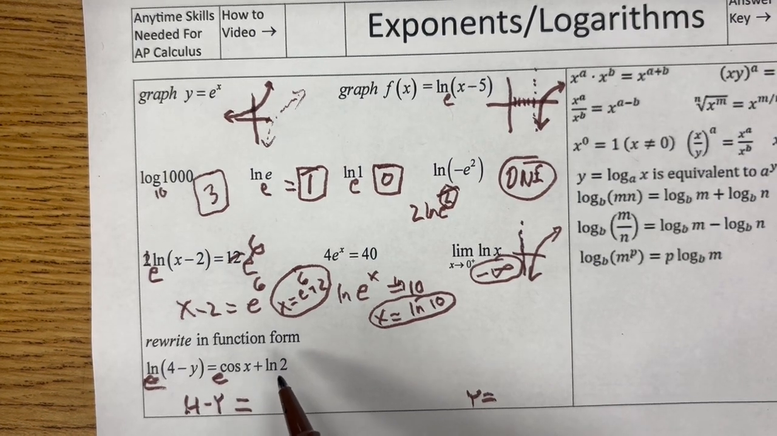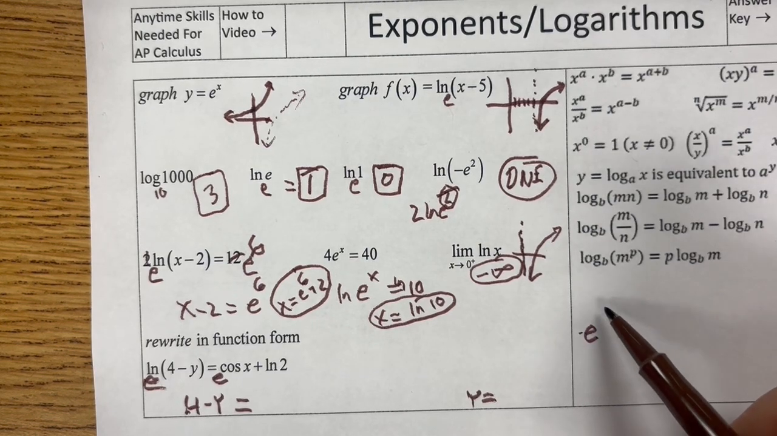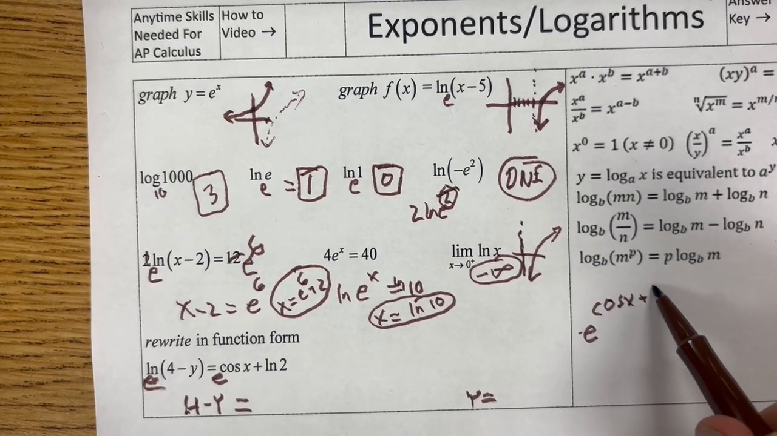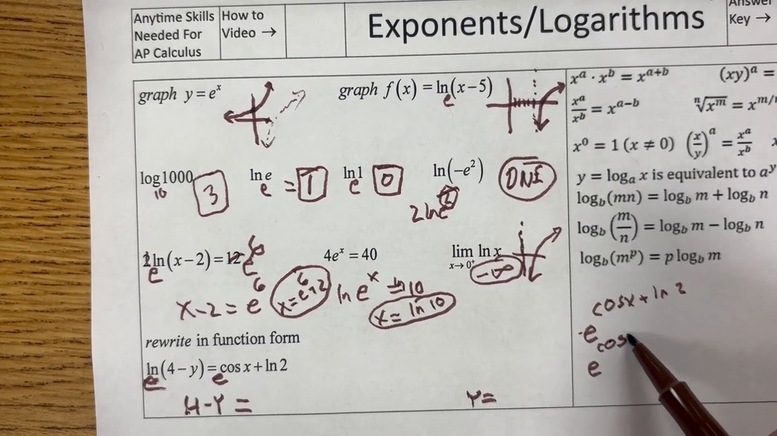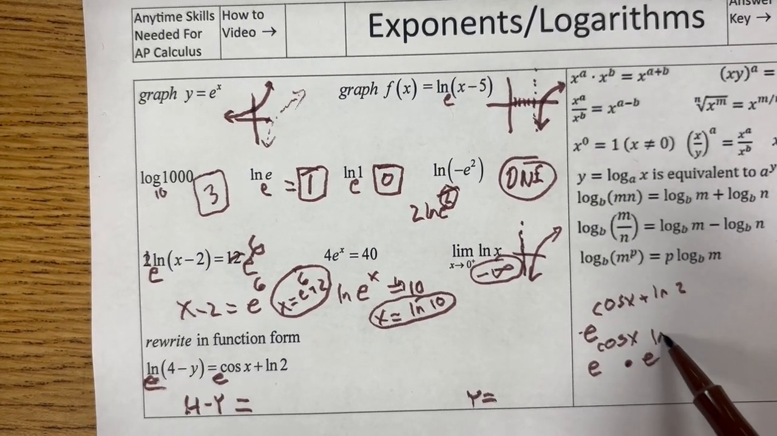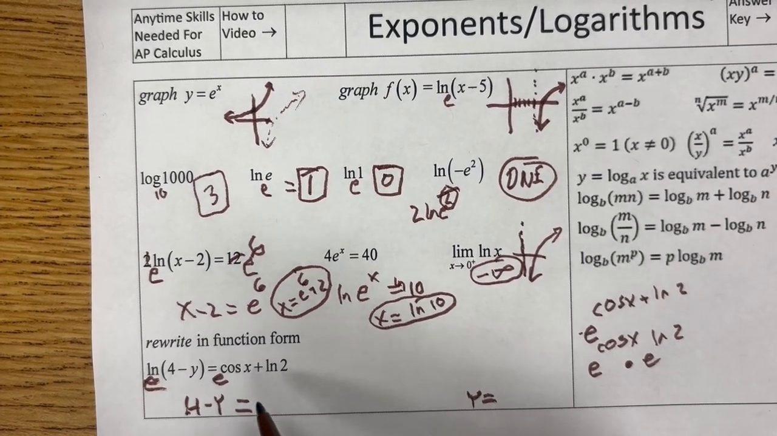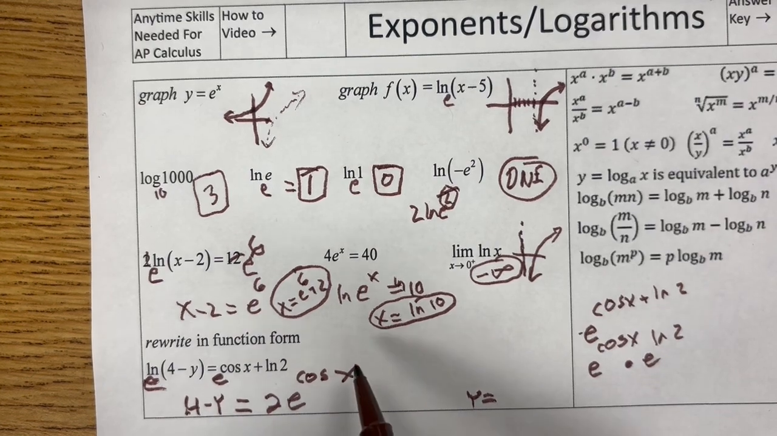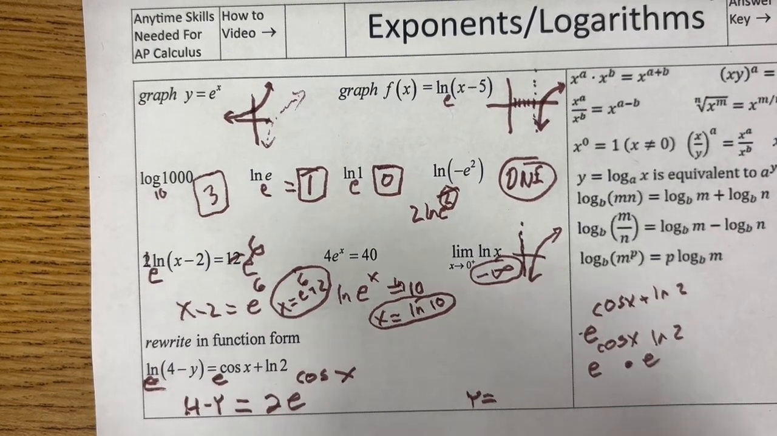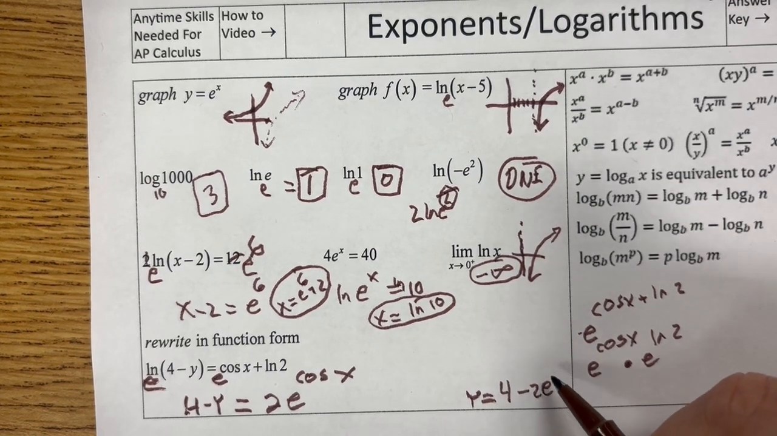This plus ln of 2 is here, and I'm going to show you that if we had e to the cosine of x plus ln of 2, with the properties of exponents, we can make it e to the cosine of x times e to the ln of 2. And e to the ln of 2 is just 2. So we really can write this as 2e to the cosine of x. And let's say I move the y to this side and move this to the other side. This in function form would be 4 minus 2e to the cosine of x.